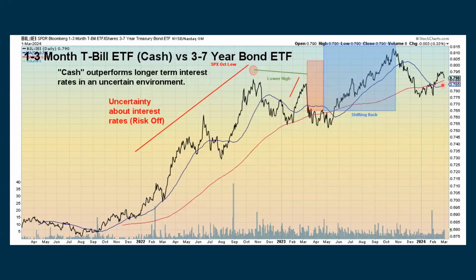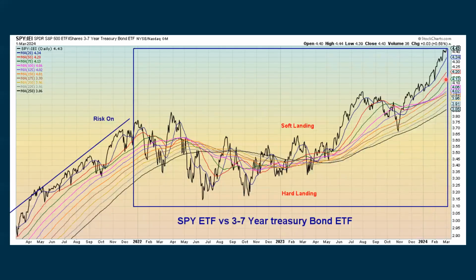Then we look at cash, which is represented by a 1 to 3 month T-bill, and we compare that with 3 to 7 year bonds. When this is going up, that means cash is outperforming, believe it or not. When this is going down, that means longer term bonds are outperforming. We were starting to go back up, but lately we've been seeing this drop off a little bit. We're kind of in transition right now.